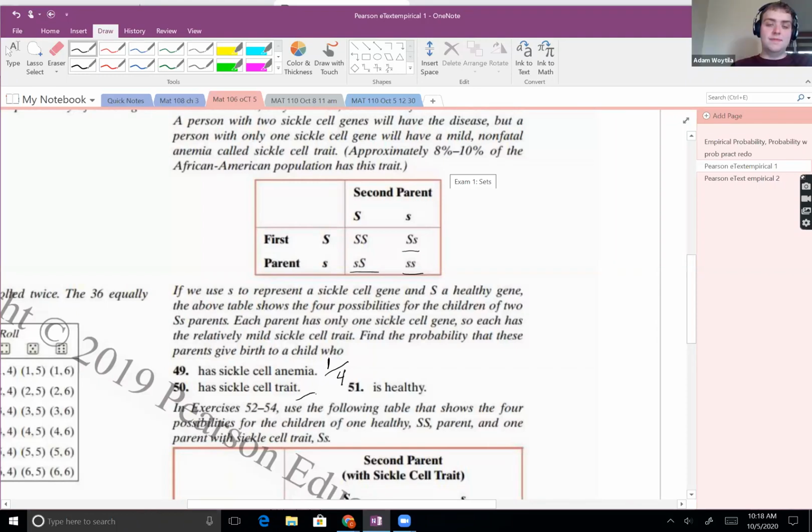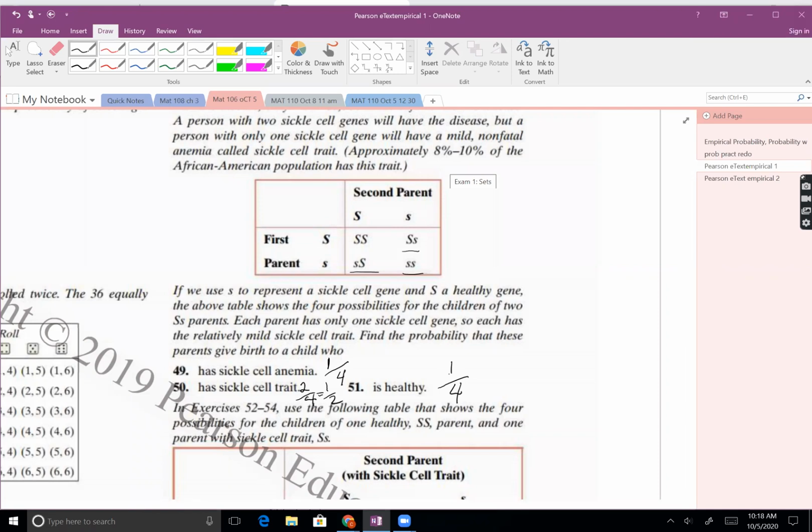In order to have the trait, we've got those 4 results. To have the trait, they have 1 of each gene, so that would be 2 out of 4, which would be 1/2. Beautiful. And in order to be healthy, again, there's 4 results. In order to be healthy, they don't have any of the disease genes, so that would give me 1 out of 4. Is everybody comfortable reading a table like that?